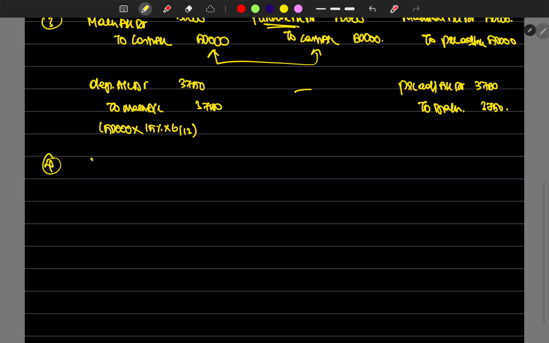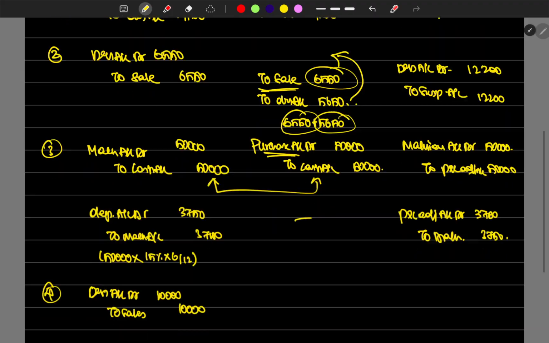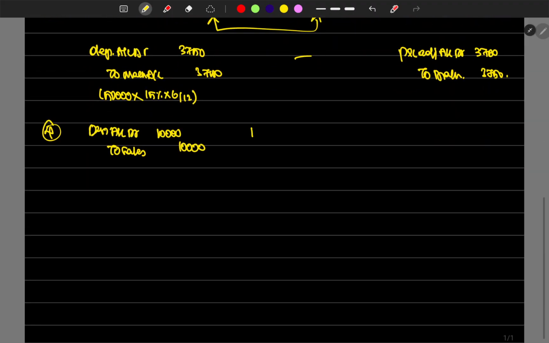Okay, so debtors account, credit sales we did to sales. How much? 10,000, we assume. So what actually happened? It has been overcast by 10,000. Debtors has been correctly put, which is 10,000, to sales. Sales has been increased by how much? Extra 10,000, which is 20,000. So we have to reverse the sales. Sales is the income entry.